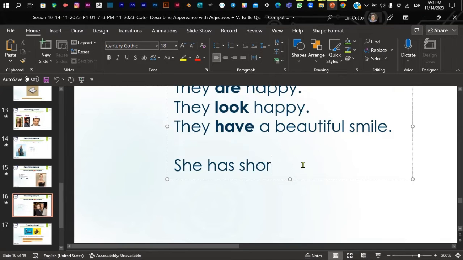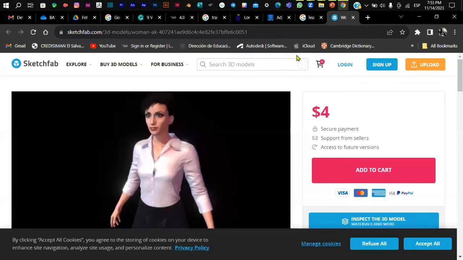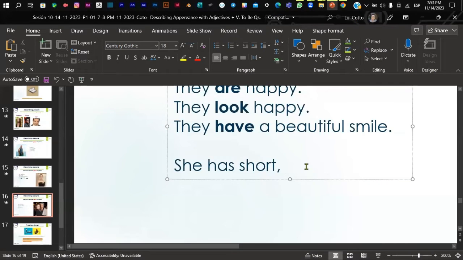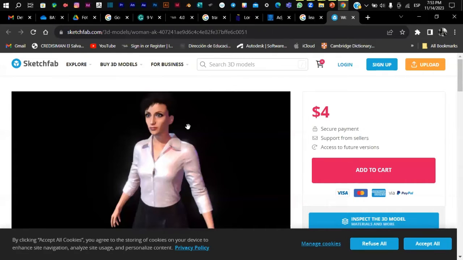She has short. Color. The color is next. Black. In the model, yes. Correct. She has short black. Black what? Black hair. Correct. Okay. Very good.